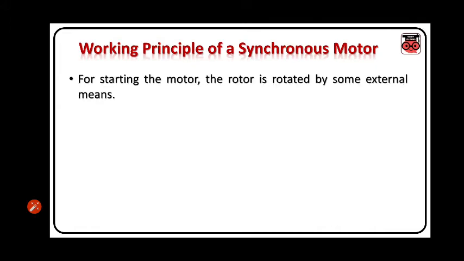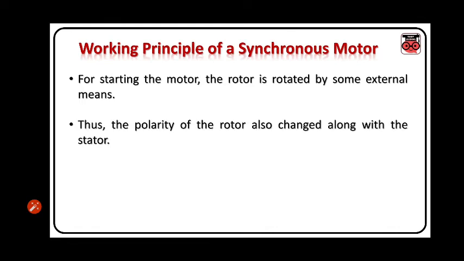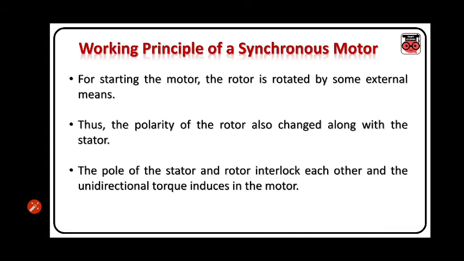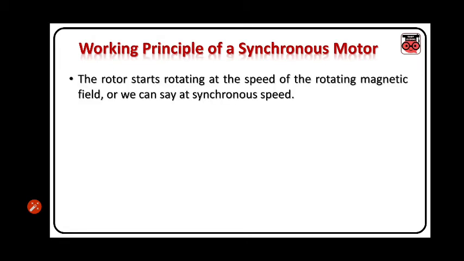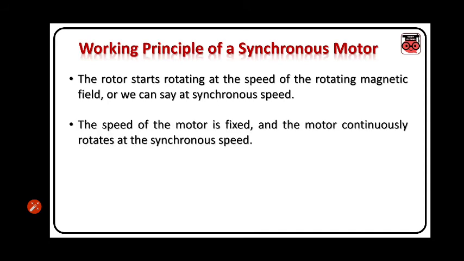For starting the motor, the rotor is rotated by some external means. Thus the polarity of the rotor also changes along with the stator. The poles of the stator and rotor interlock with each other and the unidirectional torque is induced in the motor. The rotor starts rotating at the speed of the rotating magnetic field, or we can say at synchronous speed. The speed of the motor is fixed and the motor continuously rotates at synchronous speed.